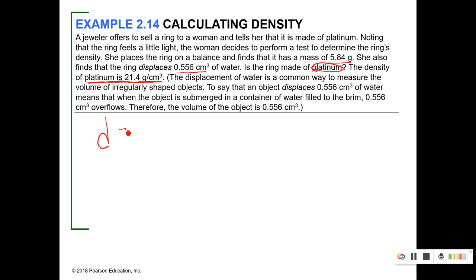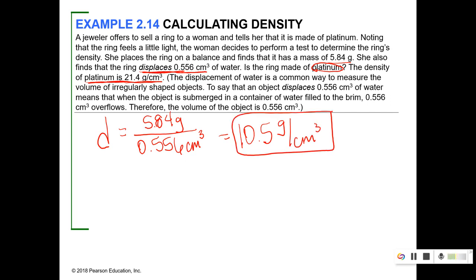So first, I need to find density. So 5.84 grams divided by 0.556 centimeters cubed. Notice, it says the ring displaces this much volume. That means when you put it in a graduated cylinder of water, the water changes by 0.556 centimeters cubed. So I get that the density of this is 10.5.